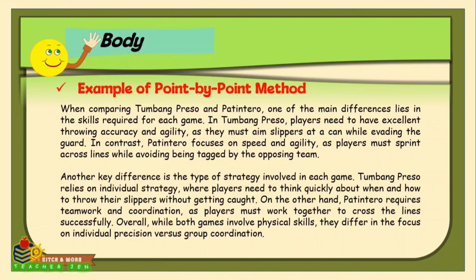As you can see in this example of the point-by-point method, it first contrasts the skills required. Tumbang Preso focuses on throwing accuracy and agility, while Patintero emphasizes speed and agility. The transition words like "in contrast" help clarify this difference.